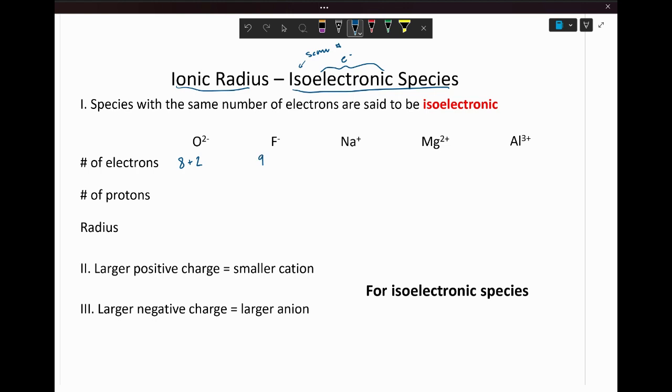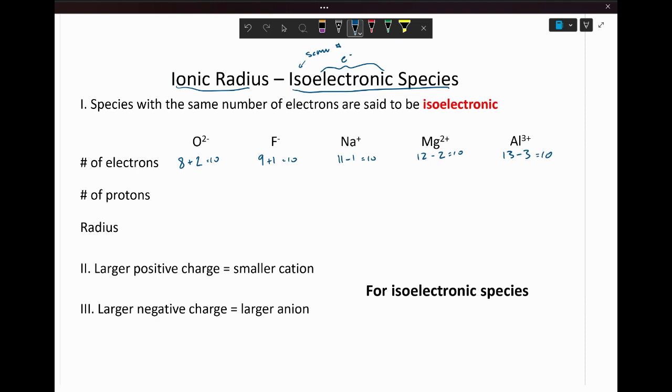Fluorine is element number 9. It has 1 extra electron. Sodium is element number 11, and because it has a positive charge, it has lost an electron in order to gain that. So we subtract 1. Magnesium is element number 12. We subtract 2 because of the 2+ charge. Aluminum, element number 13, we subtract 3. And so what we would see is that each one of these has exactly 10 electrons.